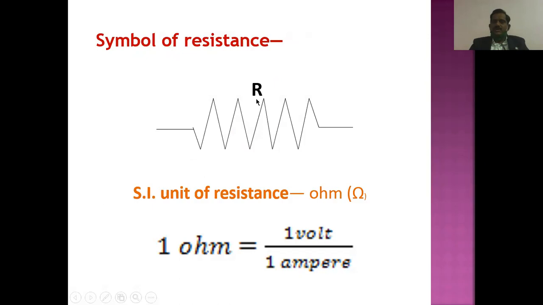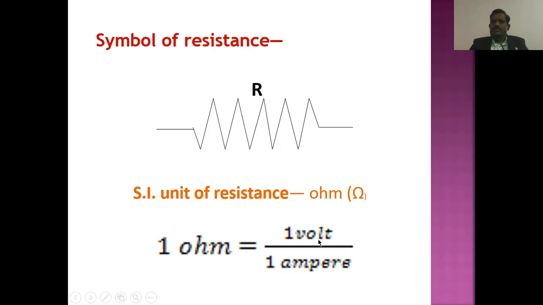Symbol is very simple, which is on the screen. एक सिंबल लहानसा आहे. आपण जिथं जिथं आपण रेजिस्टन्स वापरतो सर्किट मध्ये, तर त्याचा हा सिंबल आहे. Resistance symbol. SI unit of this resistance is ohm, and this ohm is given name in honor of George ओमच्या ओम सायंटिस्टने याचा शोध लावलाय म्हणून त्याच्या रेजिस्टन्सला जे युनिट दिलेलं आहे ते ओमच्या नावाने दिलेलं आहे.